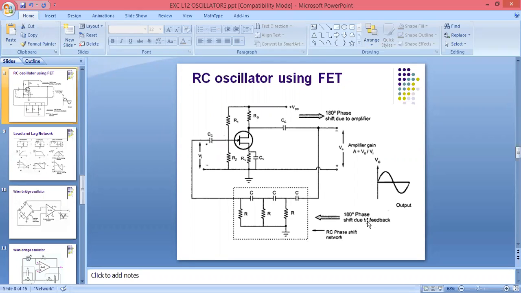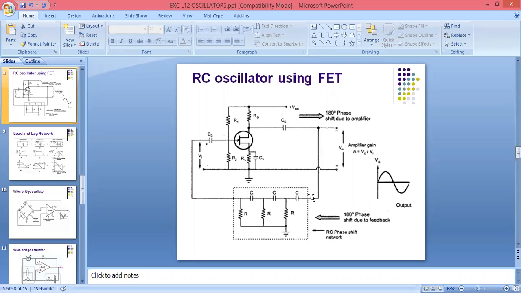We are using this RC network to get 180 degree phase shift because we need to follow the Barkhausen criteria, and the Barkhausen criteria tells us we need the loop gain equal to 1, and the loop angle equal to 0 degree or 360 degree. When we are using only RC, we are using FET as an amplifier, we are getting 180 degree phase shift. So in RC oscillator, we are supposed to use 360 degree phase shift. Just because of this reason, we are using here 3 RC network.